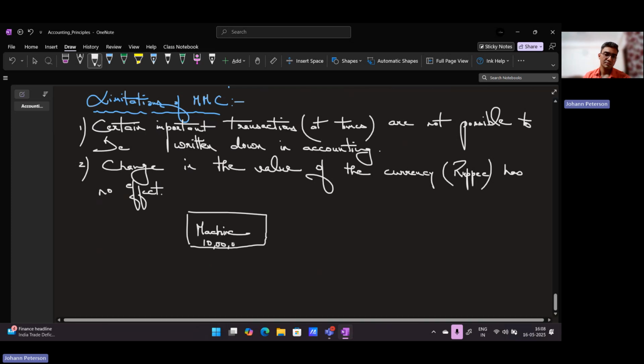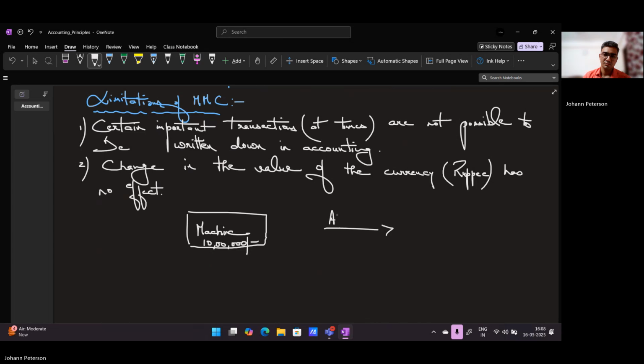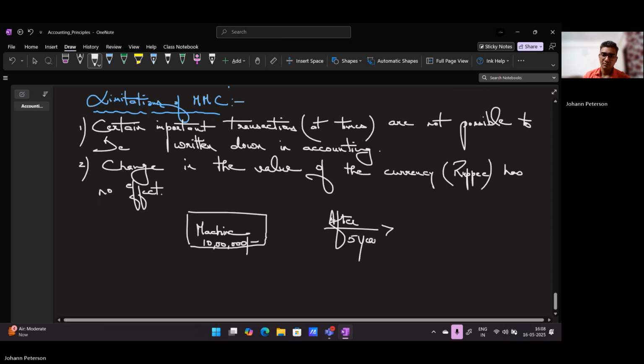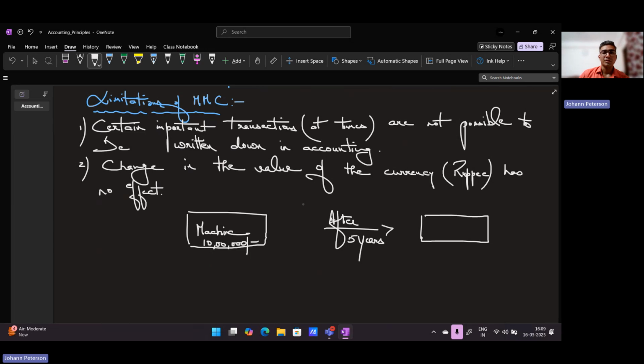for 10 lakhs. Now that is today. And after some years, let's say after 5 years, there is a fall in the value of the rupee. Change in the value of the currency has no effect. Whenever something comes out new in the market, what happens? It's always expensive, right? But after some time, it reduces. So let's say this machine was costing 10 lakhs, and after 5 years, the same machine, an updated one, is costing 5 lakh.